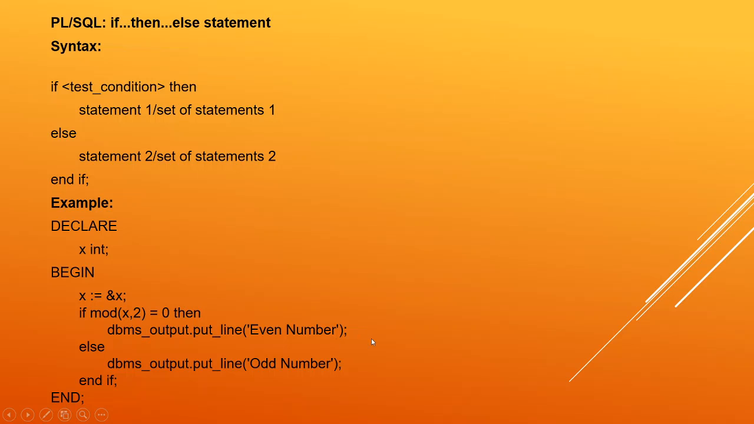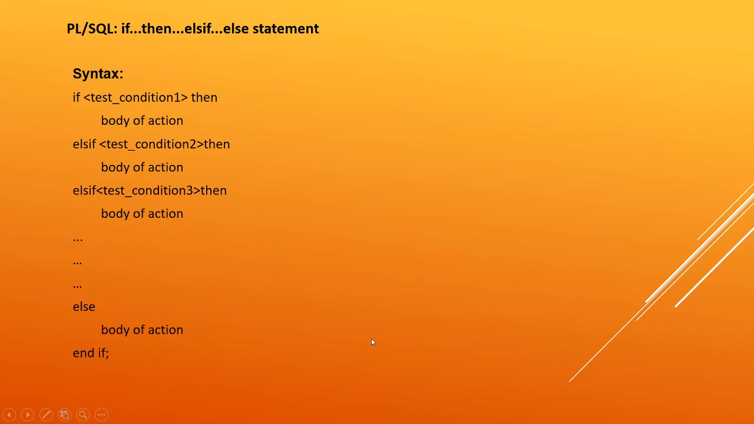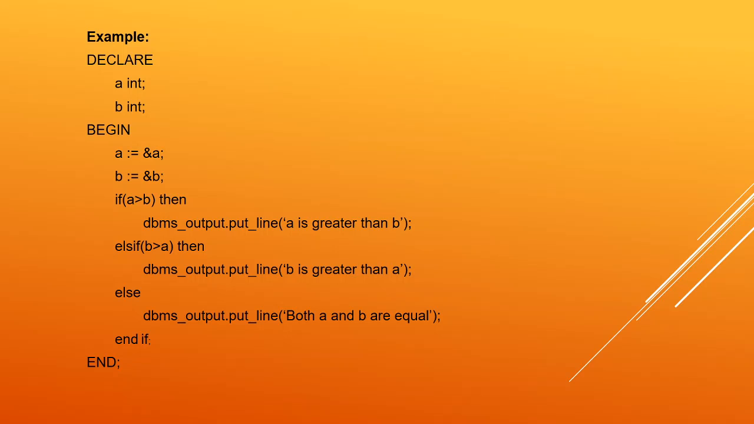All right, so the next is if then else if. This is something like nested if then if else. You have one if in another. Let's see here. In this case we want to print which number is greater among these two numbers. Is A greater than B, or B greater than A, or both are equal? We are checking that.